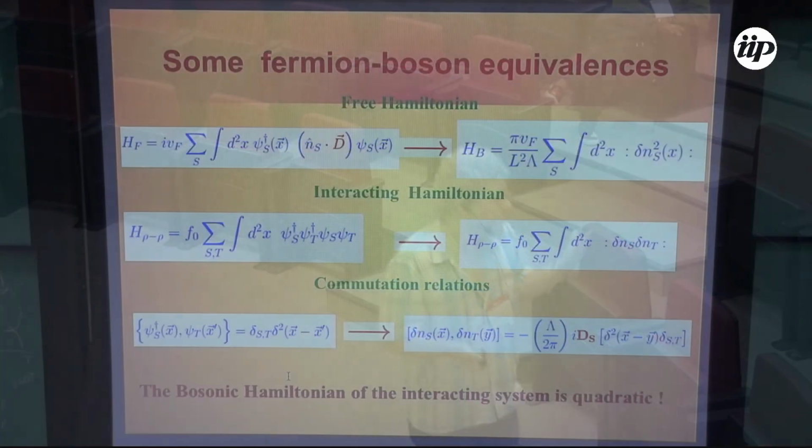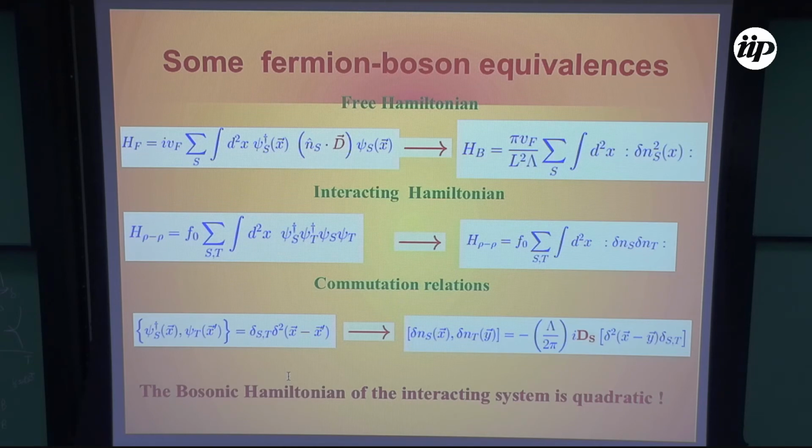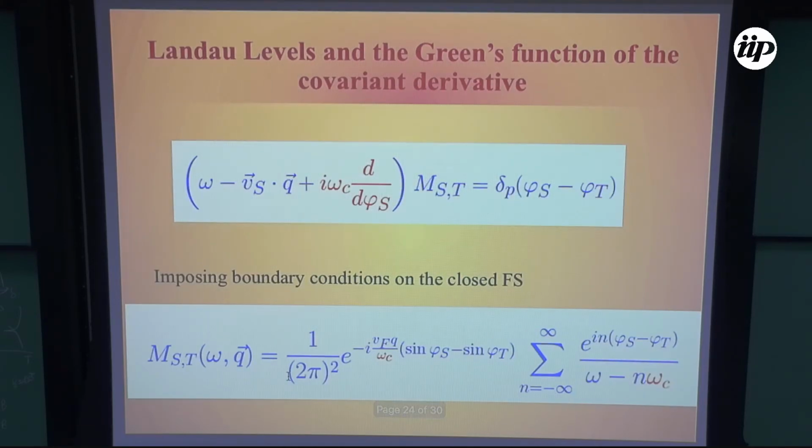It seems that you don't have Landau levels, or the Landau levels are hidden in the formalism. The Landau levels appear if you try to compute the Green function of the covariant derivative. When you compute this function, you put periodic conditions on the Fermi surface, you get this Green function, and you see that it has poles each time omega crosses a Landau level. So the Landau levels are hidden in the inverse of the covariant derivative.